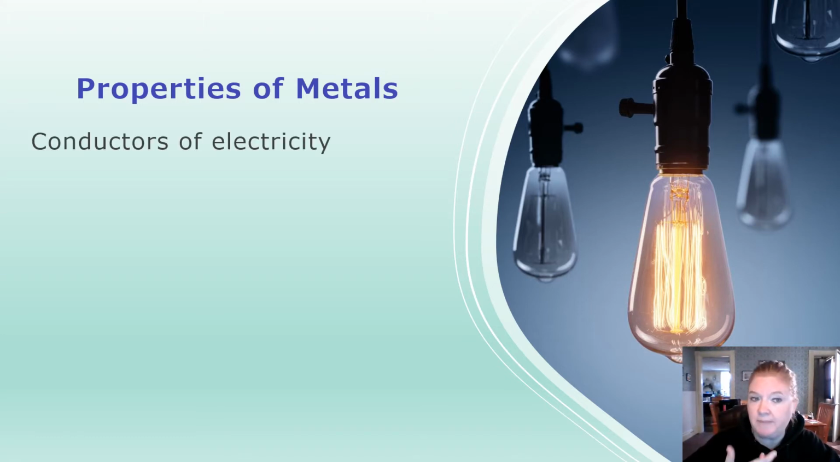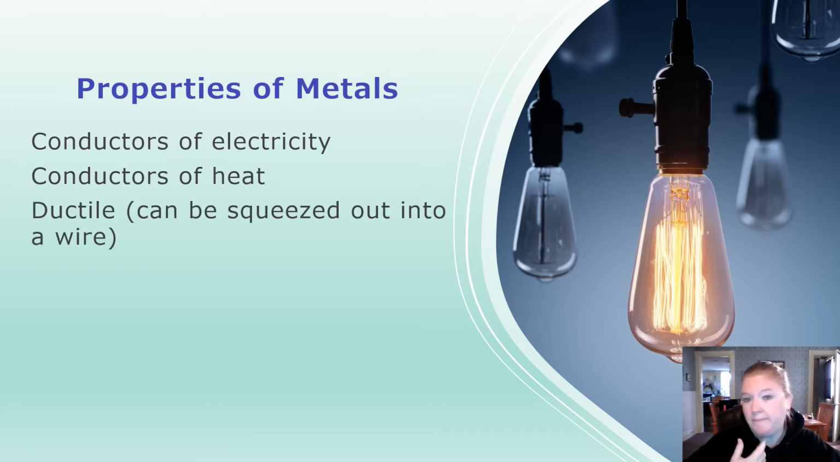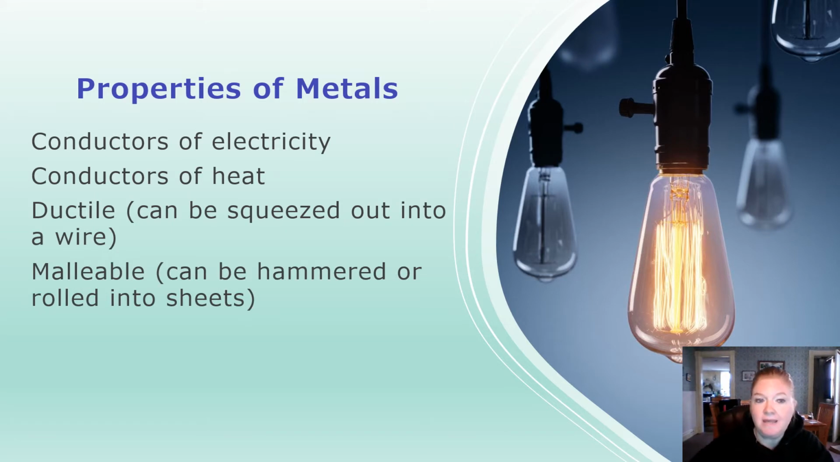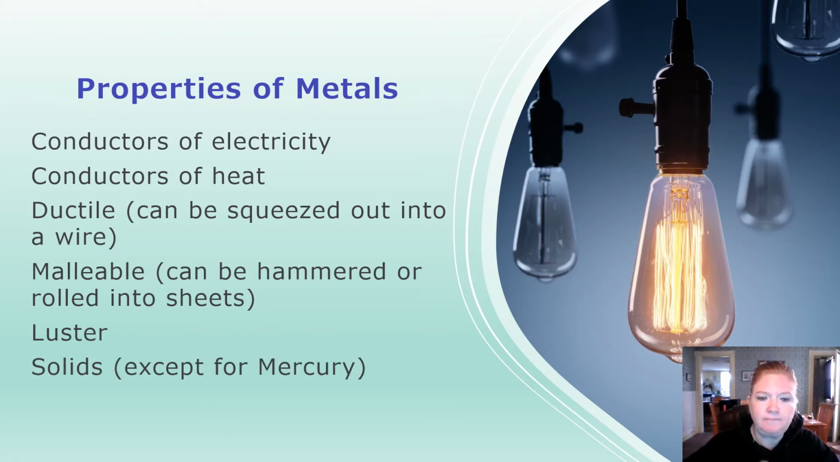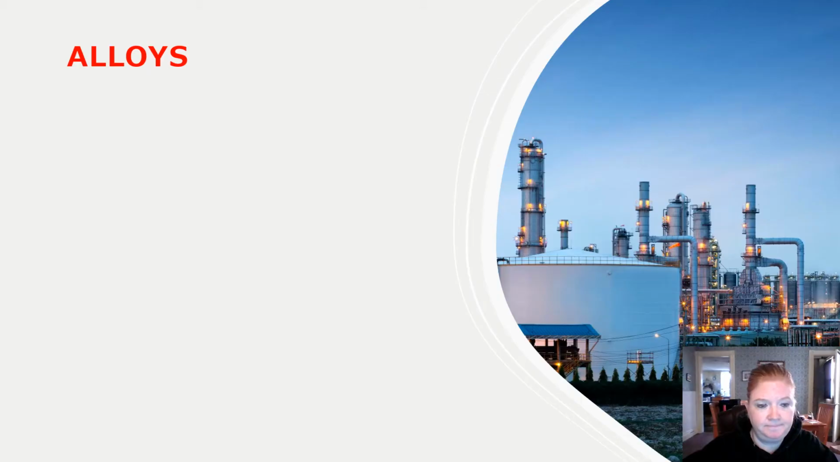So some properties of metals, they're conductors of electricity, hence this little image. They are conductors of heat, that's why pots and pans are made of metal. They're ductile, so that means they can be squeezed out into a wire, like copper wiring. They can be malleable, so always think mallet, like a hammer. They can be hammered or rolled into sheets like aluminum foil. They have luster, shiny. They're solids except for mercury. One exception, mercury is the only liquid metal.